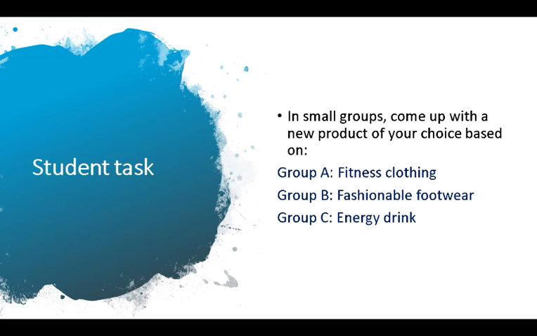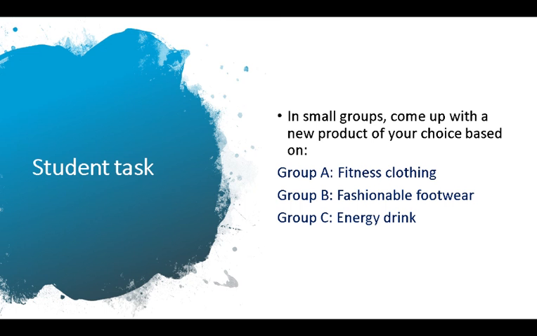So group A, your task will be to come up with a new product based on fitness clothing. Group B, a new product based on fashionable footwear, and group C, a new product based on energy drink. Now what we don't want you to do is get really bogged down by what your product will be. Spend like 10-15 minutes on this.